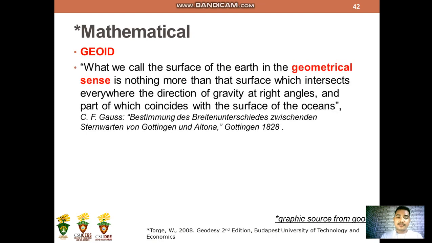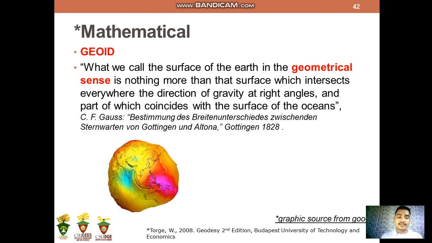So geoid is what we call the surface of the earth in a geometrical sense. It is nothing more than that surface which intersects everywhere the direction of gravity at right angles, and part of which coincides with the surface of the ocean. So that's according to C.F. Gauss. So every part of those geoid points, ang iyahang direction sa gravity is right angle or perpendicular. So nga na example sa geoid.